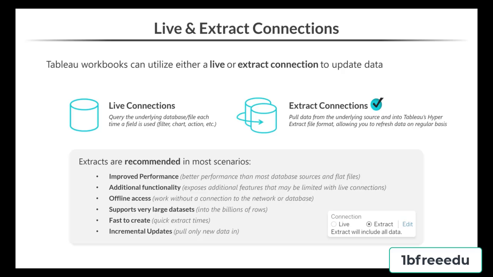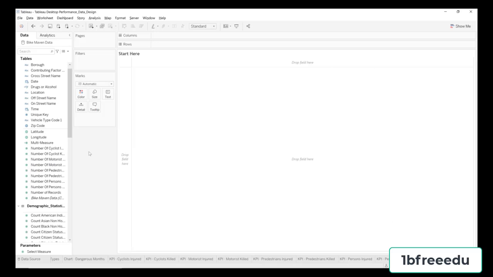think about. Now that we've talked about live and extract connections at a high level, let's go into our workbook and create an extract, because that's going to be the more performant option for us. Alright, so we're back in Tableau Desktop. We're in our Tableau Desktop Performance Data Design. For those of you using public, you can still stay in your extract workbook. We're just going ahead one step and creating an extract.